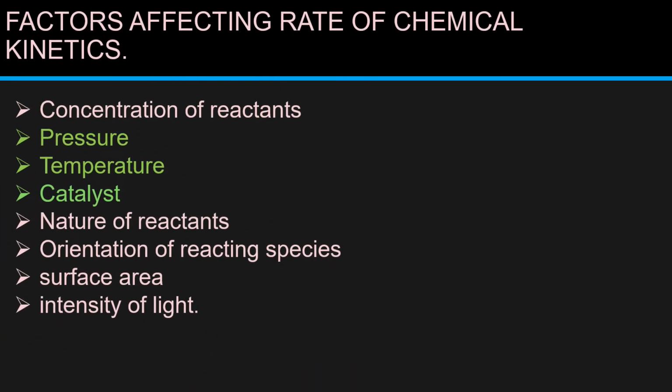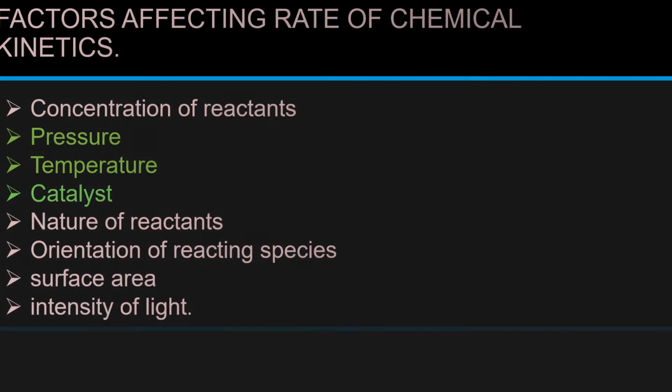Let's begin with the factors that affect the rate of reaction. First of all, there is the concentration of reactants, pressure, temperature, catalyst, nature of the reactants, orientation of reacting species, surface area and intensity of light. But we are going to mainly focus on pressure, temperature and catalyst.